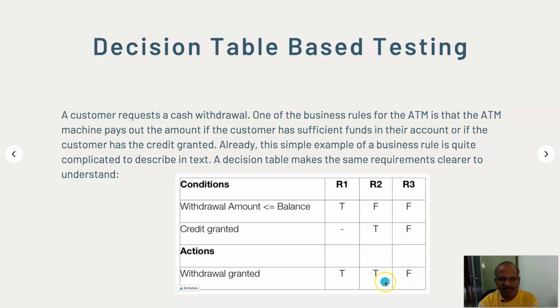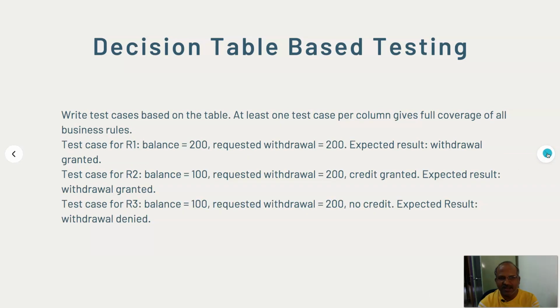So we're going to write 3 scenarios here. One, withdrawal amount is less than balance. Another, withdrawal amount is not less than balance, but credit is granted. And another, both are not available, so it becomes false, right? You can see these scenarios: test case for R1, test case for R2, test case for R3. At the last one, there is no credit, so you get no withdrawal, denied. That way, your test cases will be more clear when you create these decision tables.